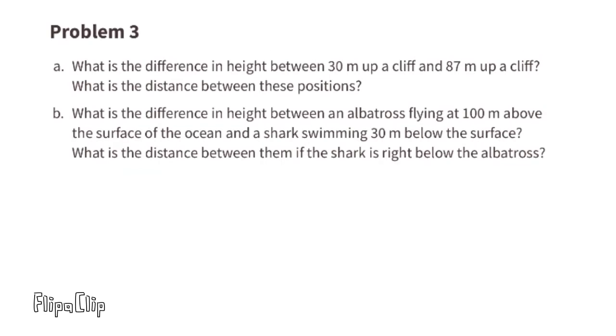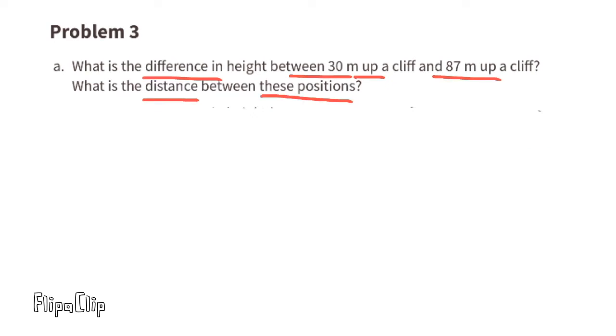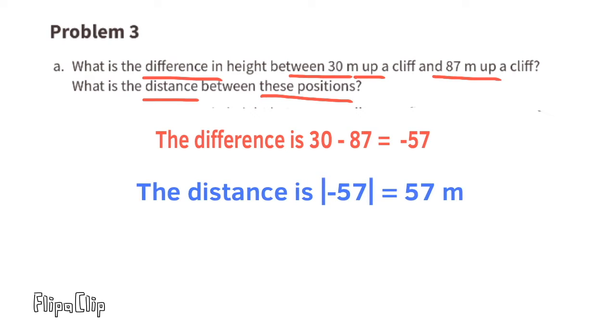Problem number 3. A. What is the difference in height between 30 meters up a cliff and 87 meters up a cliff? What is the distance between these positions? The difference in height between 30 meters up a cliff and 87 meters up a cliff is negative 57 meters because 30 minus 87 equals negative 57. The distance between these two positions is 57 meters because the absolute value of negative 57 is 57.